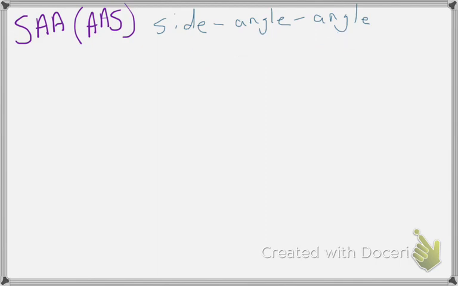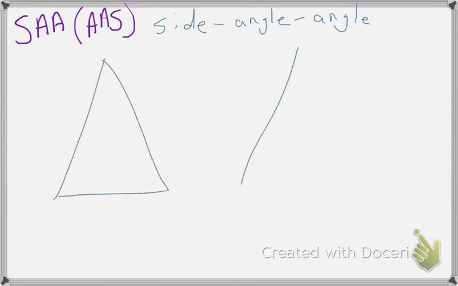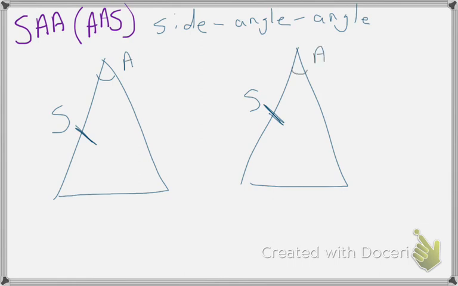So let's see. Let's say we have a side. Here we go. Here's a side. There's a side. And then we put an angle right here. Angle. Angle. And then it wants another angle. So we come down here and put an angle right there. See? Here is side, angle, angle.